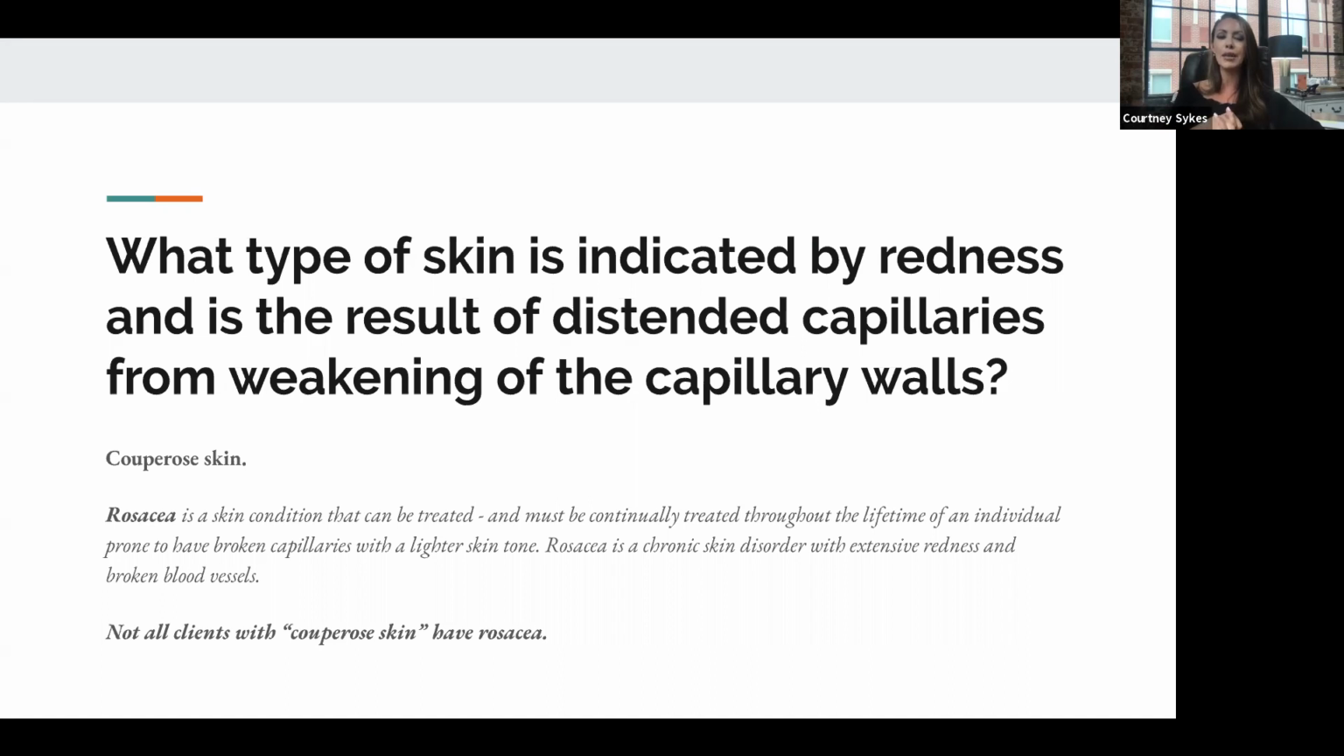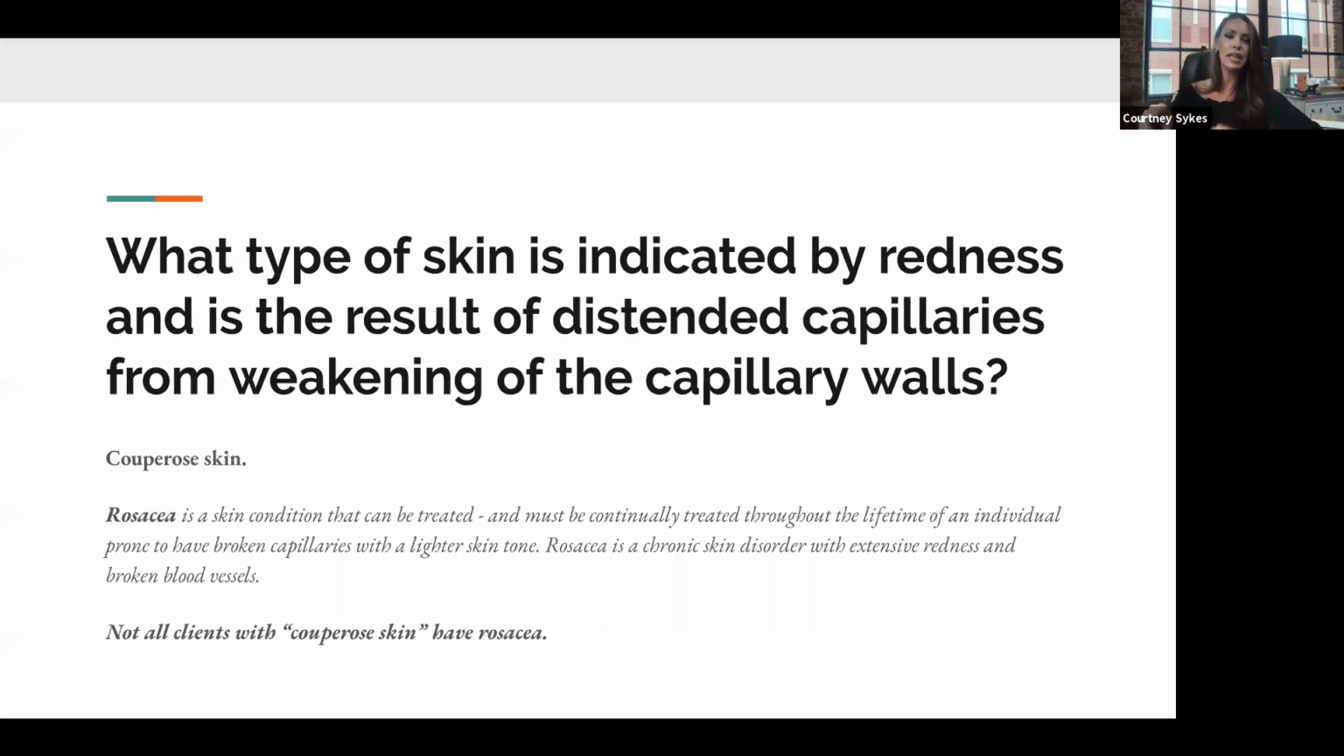So everybody say that out loud with me. Couperose skin. Couperose skin. You will hear that on state board, and I just want to make sure y'all understand that you can put these words in a line and they are all in the same family. So broken capillaries, telangiectasias, rosacea, and Couperose skin are all terms for pretty much the same thing. Does that make sense? If it doesn't, let me know.